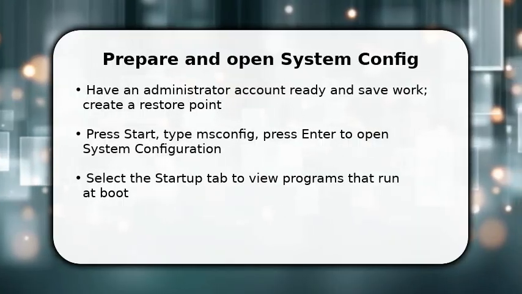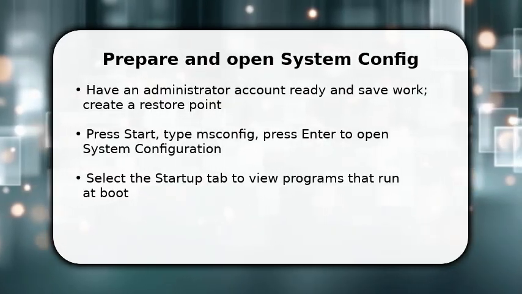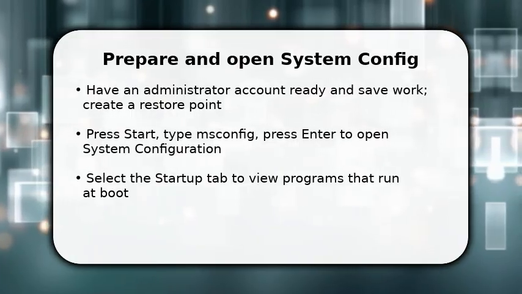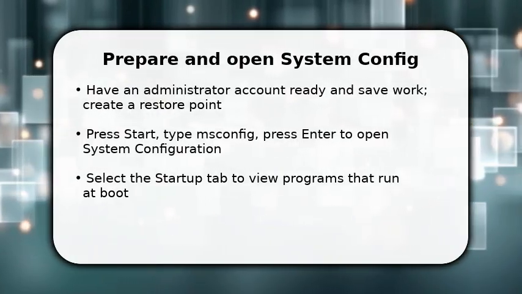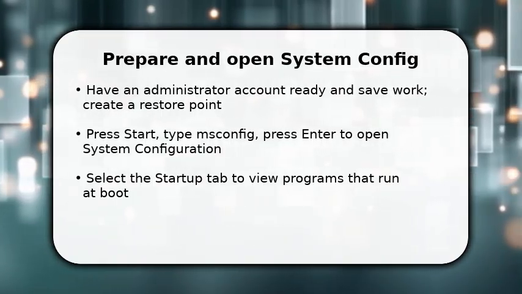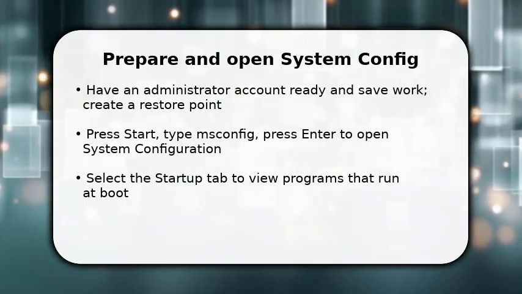You'll need administrator rights and a restore point so you can undo changes if needed. Once you're ready, press Start, type msconfig, and hit Enter to open system configuration. In the Startup tab, you'll see a list of programs configured to run at boot. This is the control you'll use. Make sure you recognize each entry.